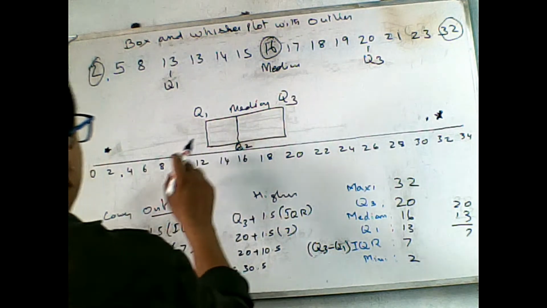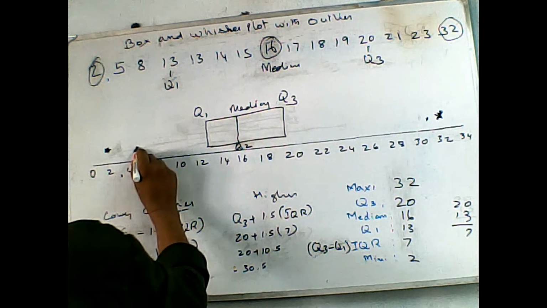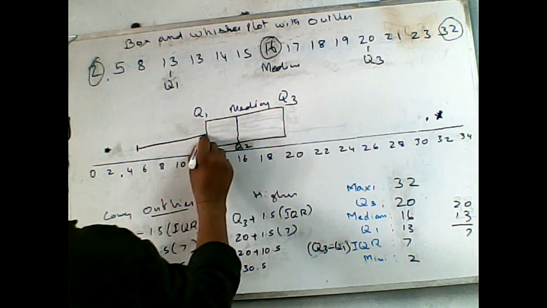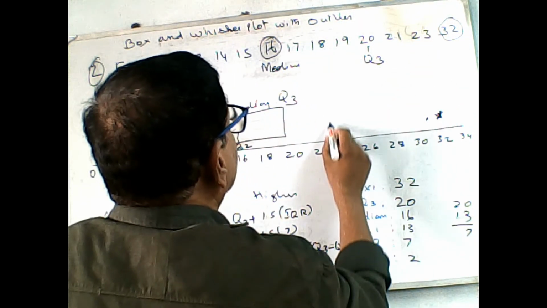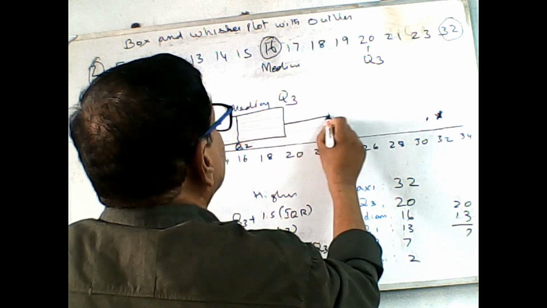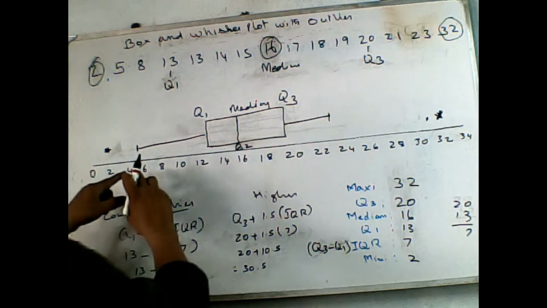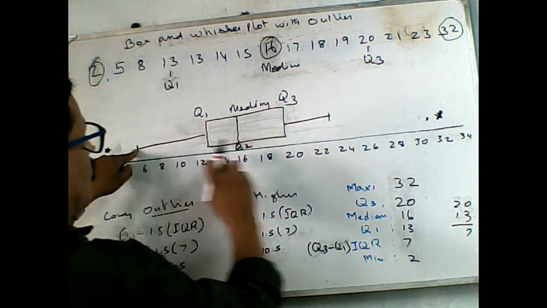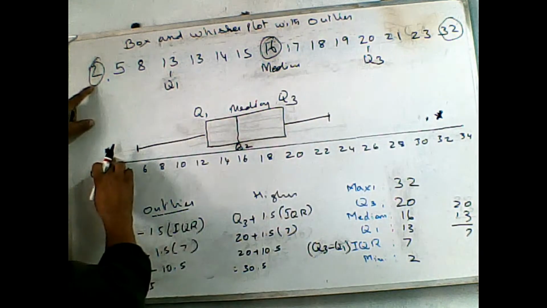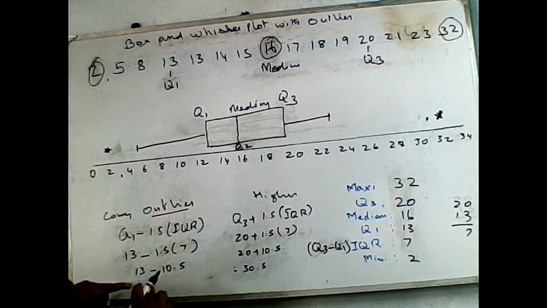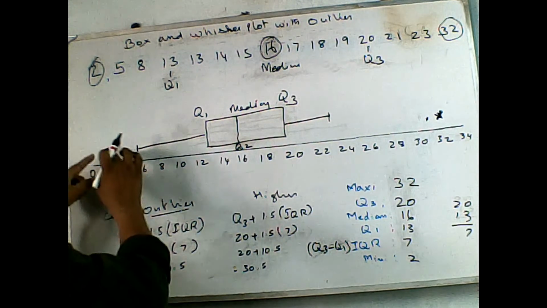You see, I am drawing this line. Next, 5, you see, this 5 can be contained here. And this 23, you see, the whisker goes up to 23. The whisker line runs from 5 to 23. 5 to 23 is the whisker. Because of the whisker, the outlier is 2.5, and 2 is outside.